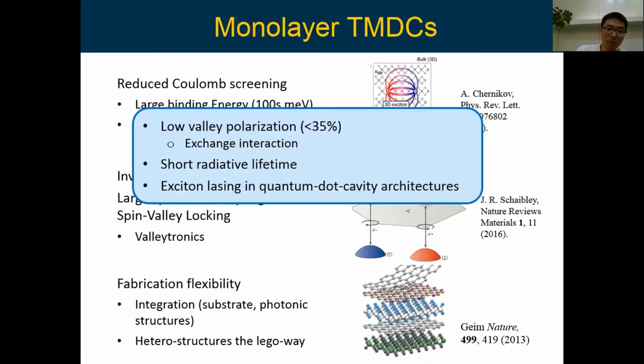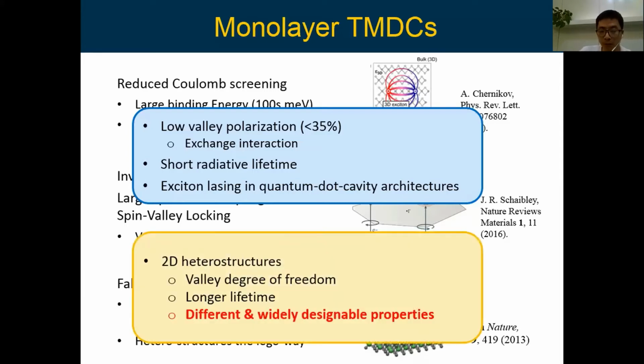For example, the valley polarization in those monolayers, characterized by photoluminescence, is generally pretty low. And the short radiative lifetime makes it harder to reach high density. Also, in terms of devices, lasing devices based on monolayers are mostly designed on photonic crystals or microcavities based on those quantum dot architectures, so the gain area is very small. So we try to find answers in heterobilayers.